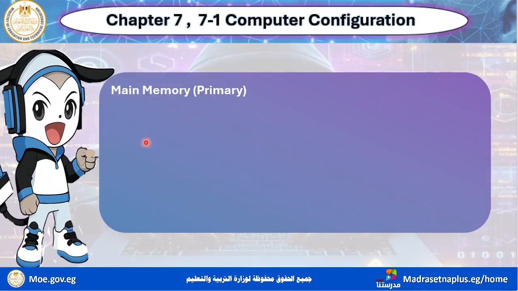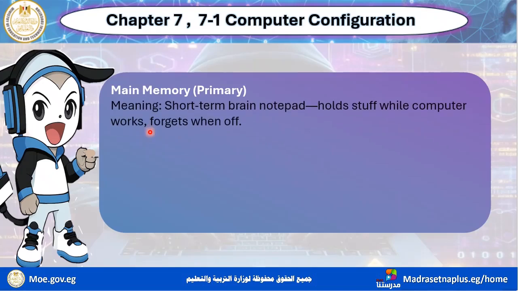Well, what about the main memory or the primary memory? Well, the main memory is the short-term brain notepad. Well, it holds stuff while the computer works and forgets when off. So this is the main memory or the primary memory. As an example, RAM keeps open game levels.